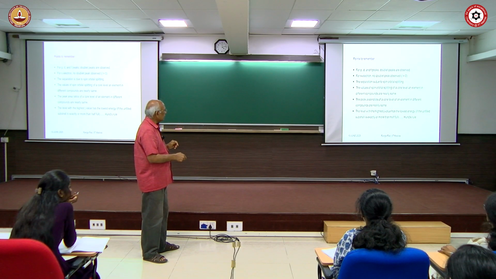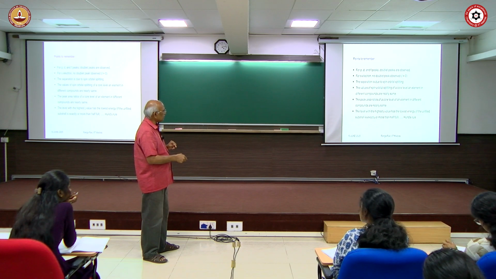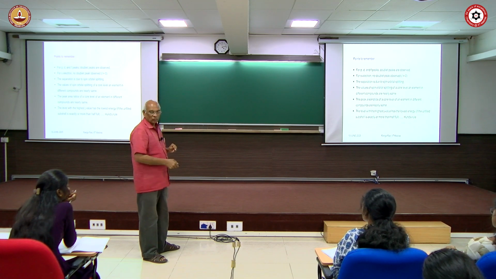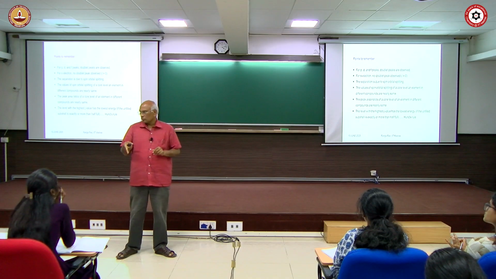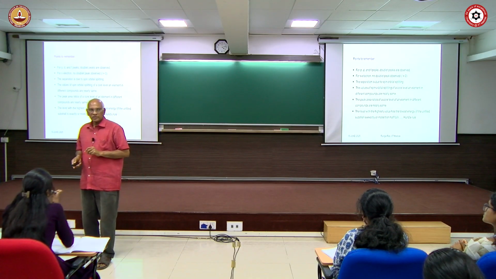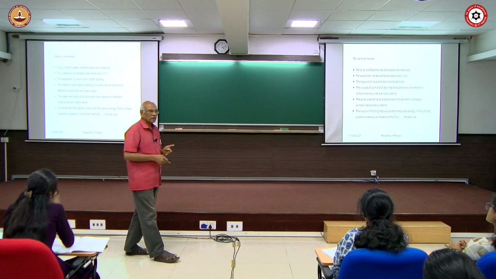The level with the highest J value has the lowest energy, because the higher the degeneracy, the lower the energy. That is nothing but Hund's rule. That is basically a consequence of Hund's rule.